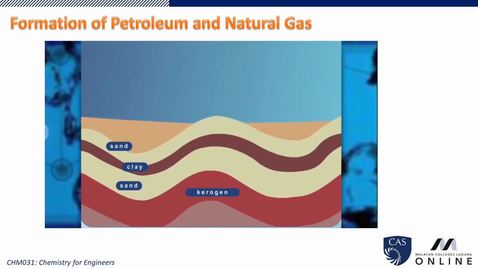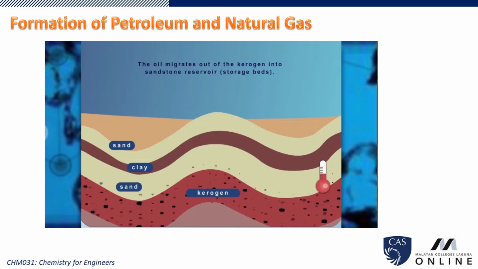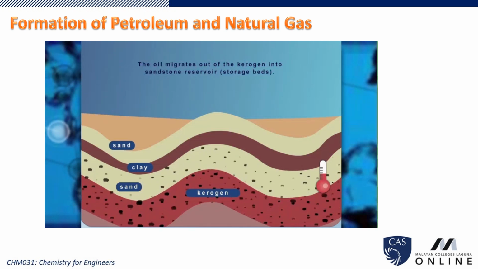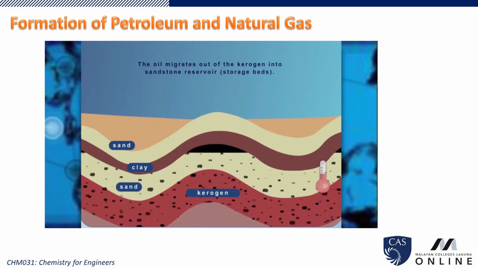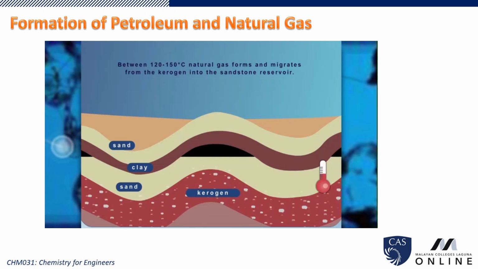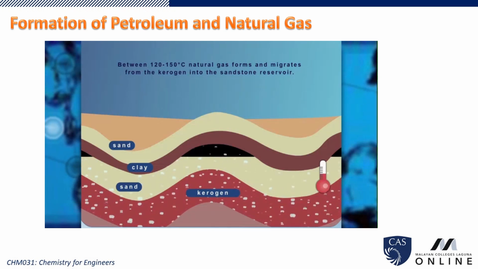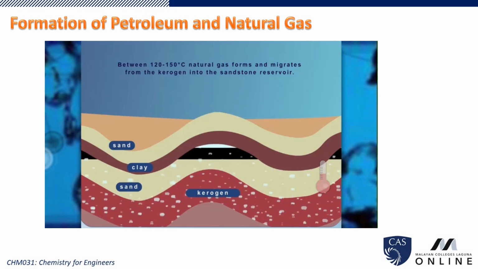At 80 to 120 degrees centigrade, or about 3 to 5 kilometres of burial, the conversion of kerogen into liquid petroleum occurs. The oil migrates out of the kerogen into sandstone reservoirs. These act as storage beds. Between 120 to 150 degrees centigrade, natural gas forms and also migrates from the kerogen into the sandstone reservoir.